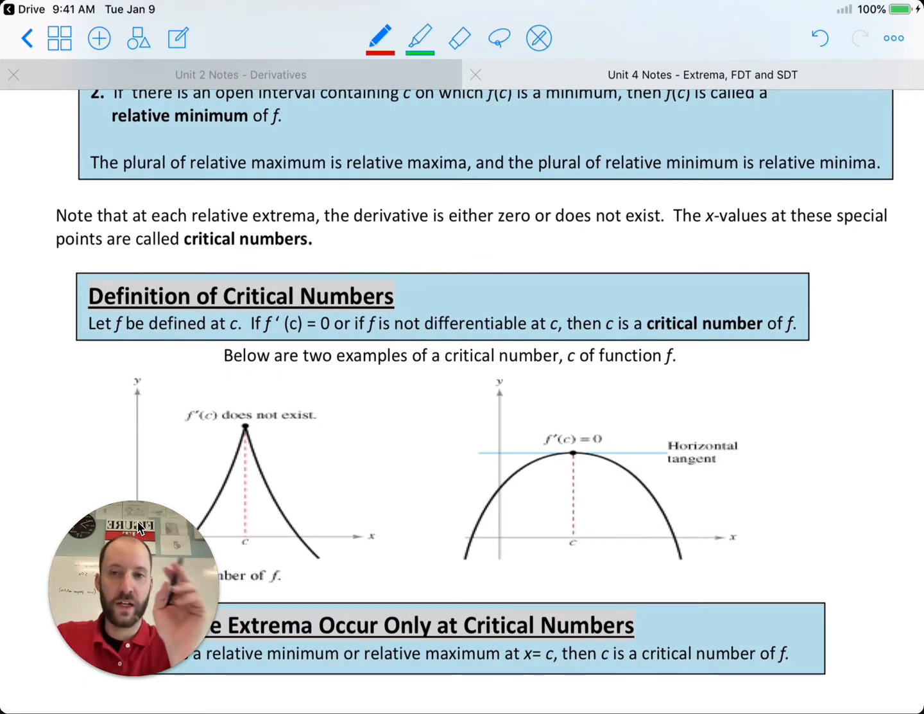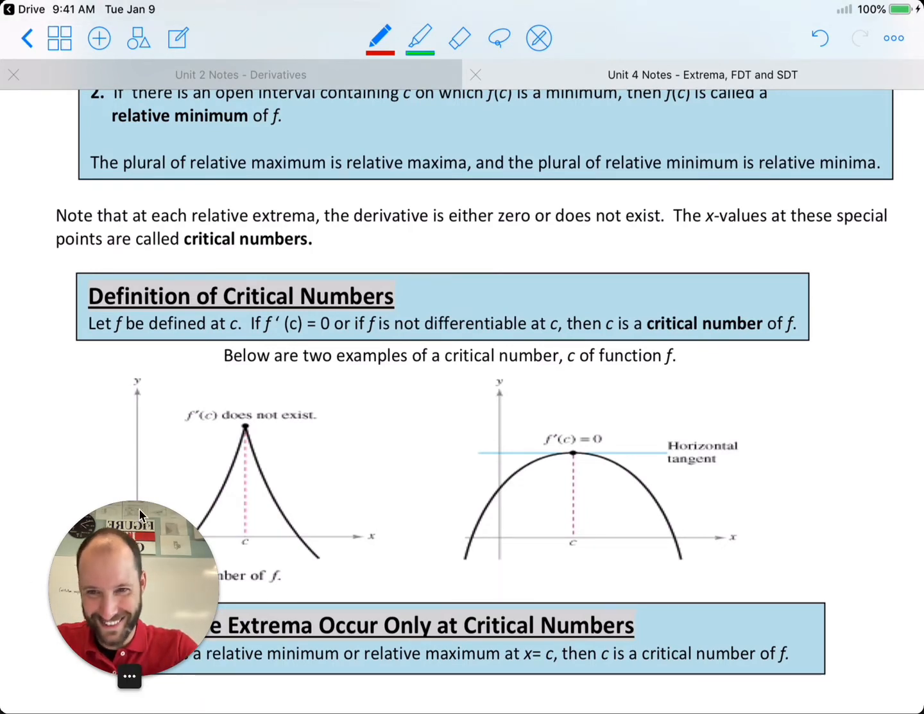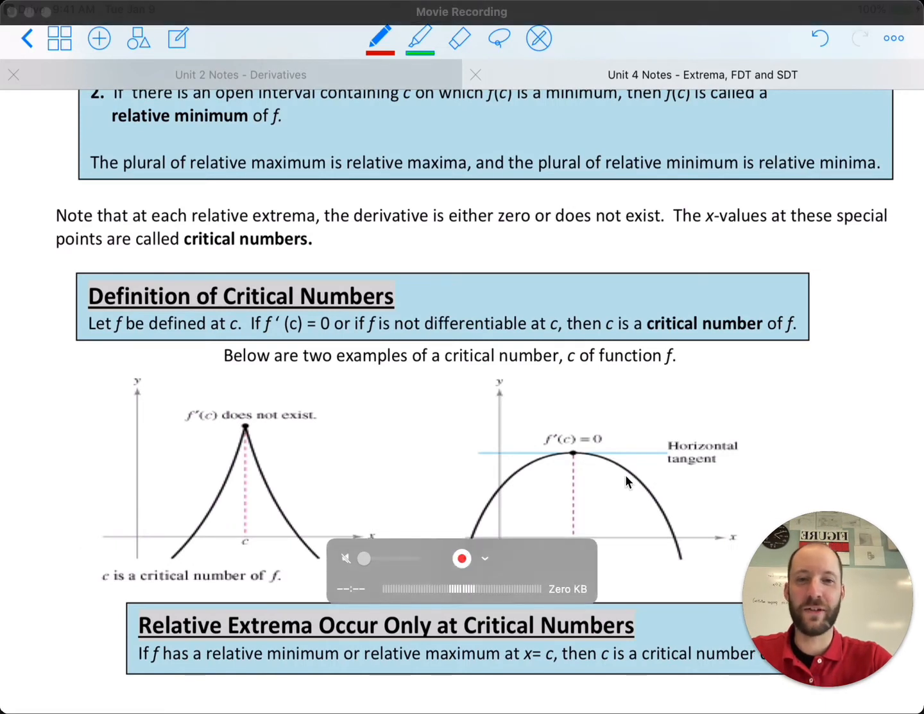Now, critical numbers. This is so critical. Bad joke. Sorry, not sorry.